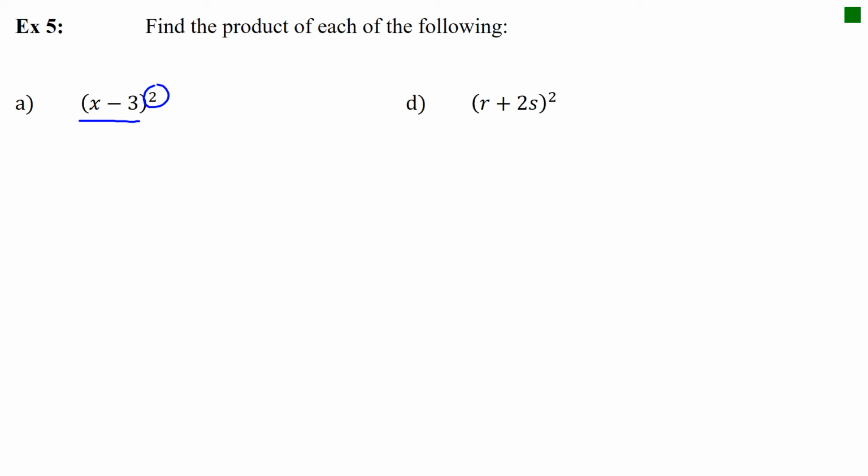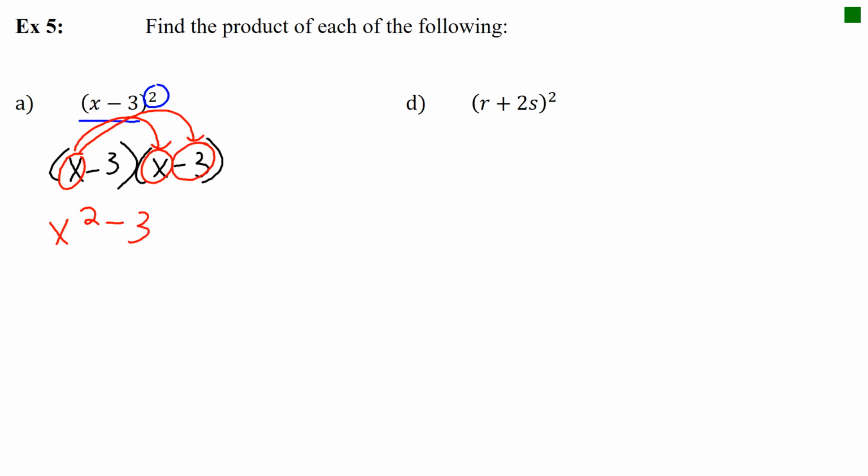So if we were to expand that, we can rewrite it as the quantity x minus 3 times the quantity x minus 3. And now we're going to do what we did in the previous example. Everything in the first parentheses needs to be multiplied by everything in the second. So x times x will give me x squared. Again, law of multiplication, keep the same base, add the exponents. X times a minus 3 will give me minus 3x.